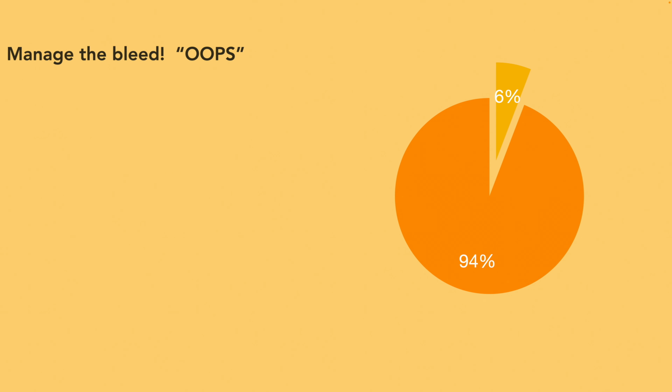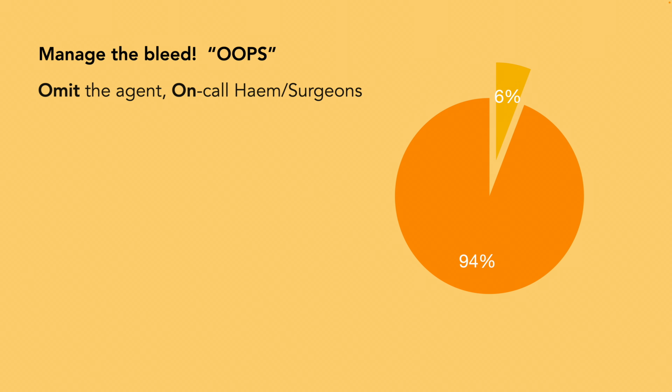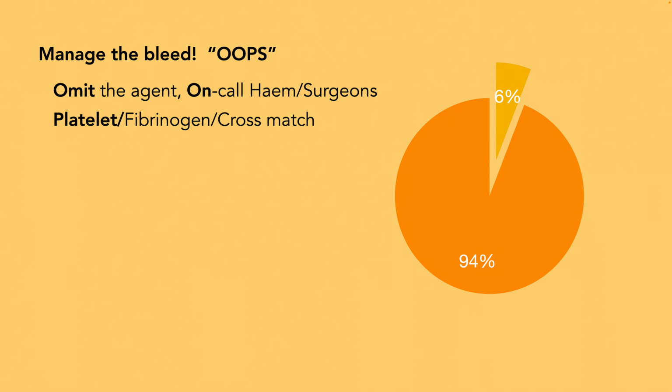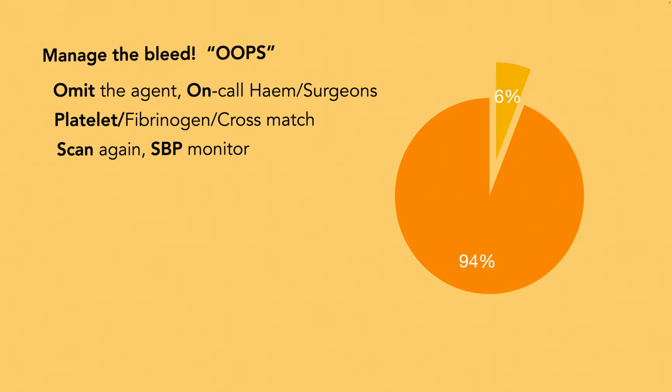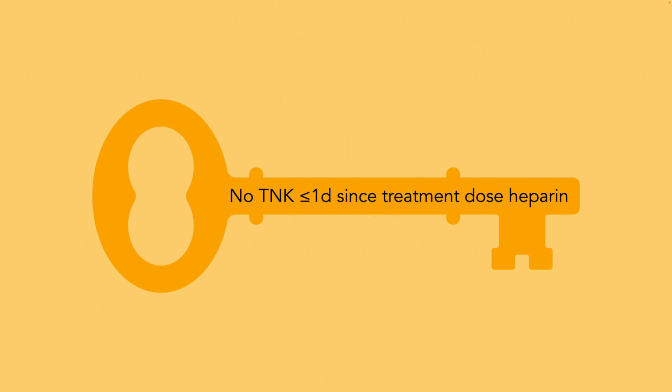So what are you going to do about it? If we're managing the bleed, we think, oops. So we're going to omit the agent. If they're on alteplase, we're going to stop it, right? And call the on-call surgeons. Give platelets, fibrinogen, cross-match, whatever hematology you want us to give for that. Scan the head again, do a serial scan plan, and then keep an eye on the systolic blood pressure. Get it under control. A key rule here is you can't give tenecteplase within a day of treatment dose heparin. Okay, so the PE patient who strokes, they can't have it.